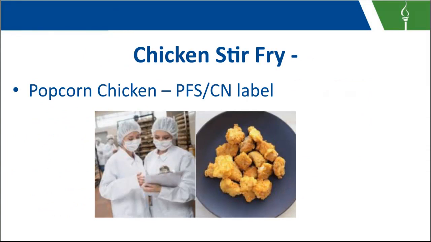Okay, so for our next example, we are going to look at a product formulation statement, or CN label. Both of these documents are going to give you essentially the same information. They're going to tell you the weight of the product and how many meat alternate or grain ounce equivalents are going to be contributed to the meal pattern.